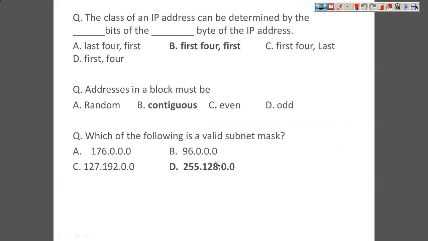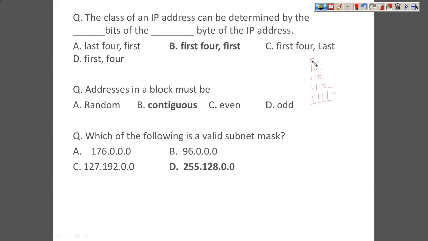So these are the questions. The class of IP address can be determined by... So we know that if any address is given to you, we can simply look to the first 4 bits and we can find out which class this address belongs to. So if it is 0, class A; if it is 10, then 110, then 1110 and 1111. So A, B, C, D, E. So looking at the first 4 bits, we can find out which class it belongs to.